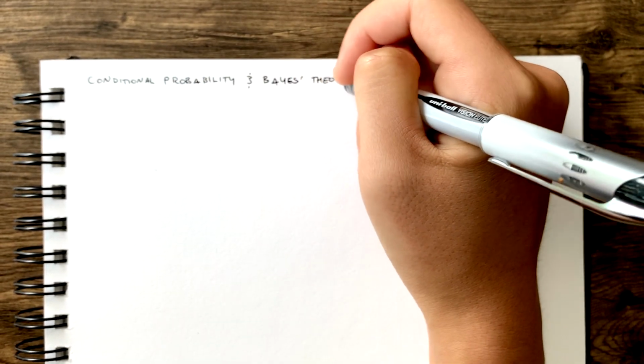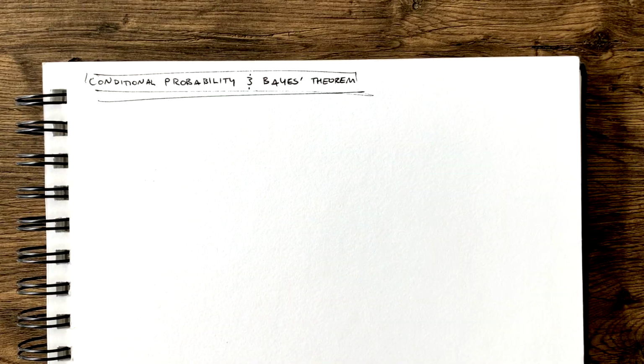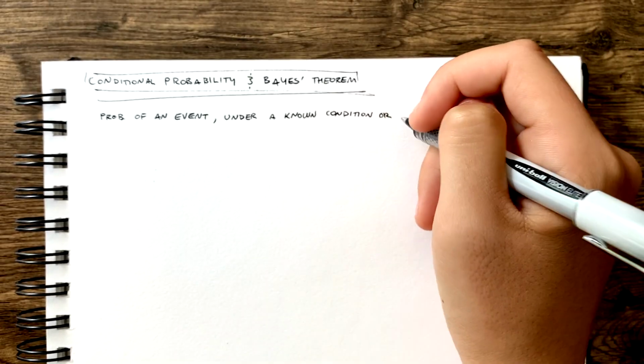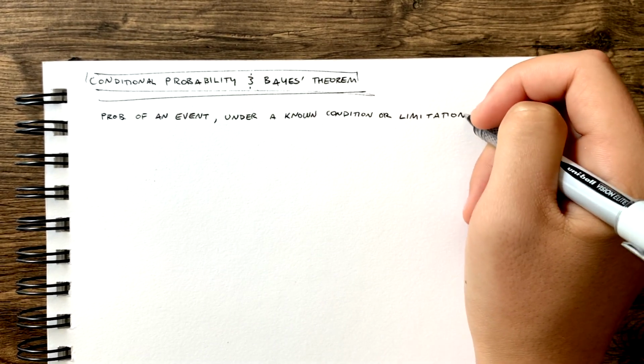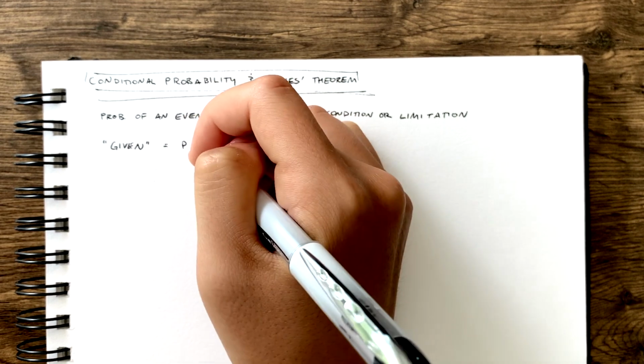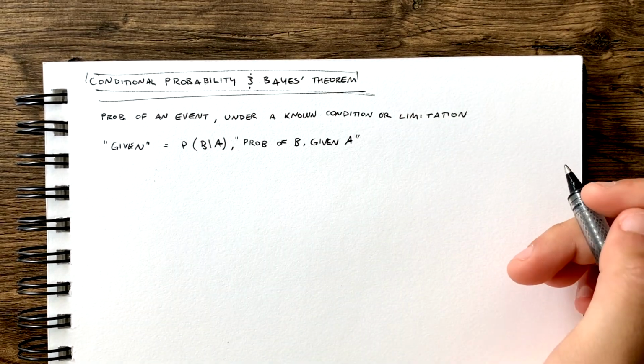Today we're going to talk all about conditional probability and Bayes theorem. Firstly, what is conditional probability? It's the probability of an event occurring under a known condition or limitation. And the key word here is "given." So we can express this by saying the probability of B given A, for example.